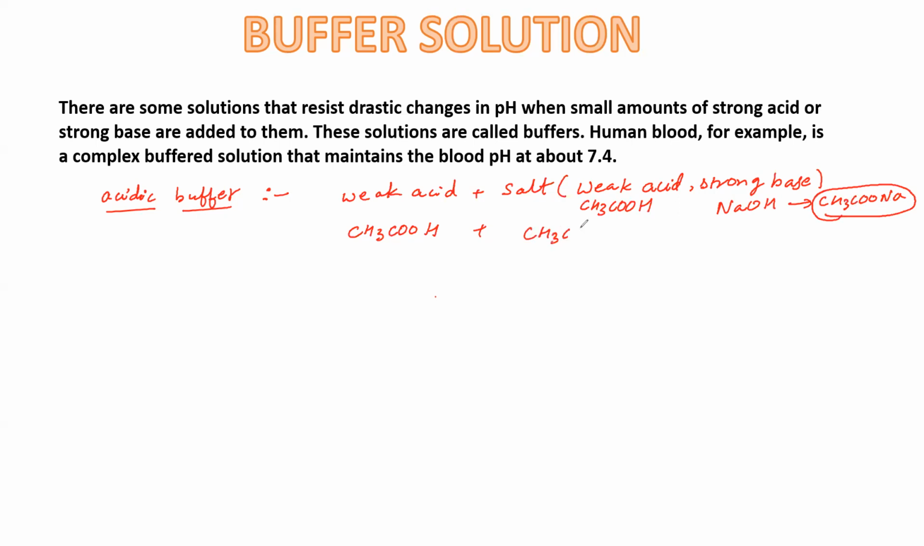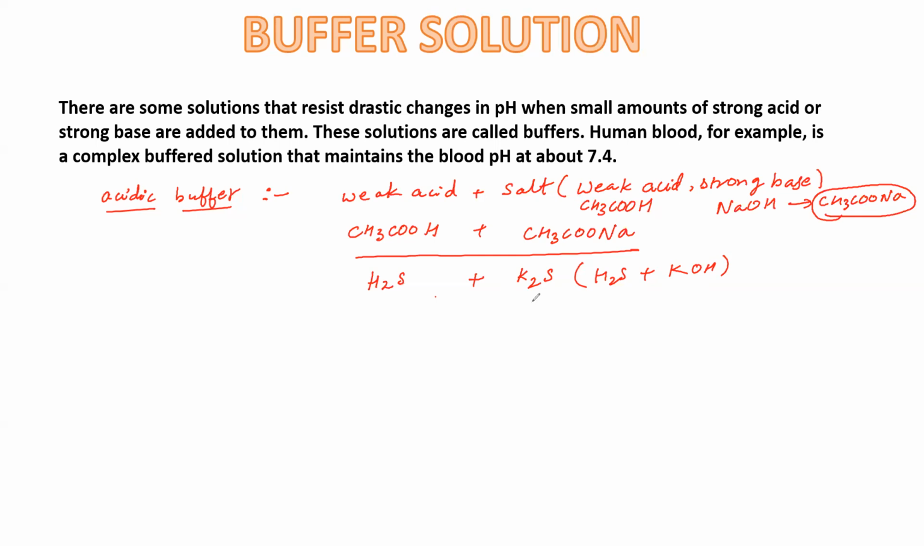When you mix these two together, they will form a buffer solution. Similarly, another example is H2S, which is a weak acid, plus the salt K2S. K2S is made up of which two things? Let us take the weak acid as H2S plus potassium hydroxide. Potassium hydroxide and this acid, when mixed together, make up this particular salt. So this also forms a buffer.